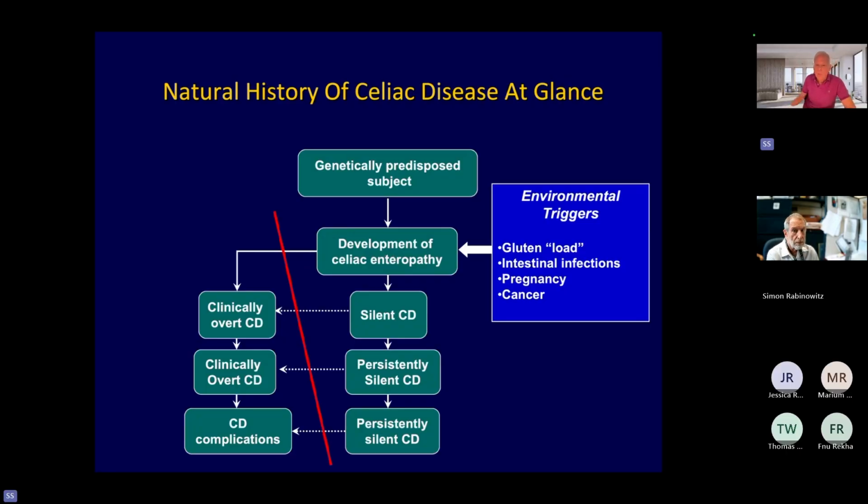Now, once you develop celiac enteropathy, that does not mean you express the disease clinically. You can be silent, persistently silent, and remain persistently silent. Or at any point, you can develop clinically overt celiac disease and its associated complications.